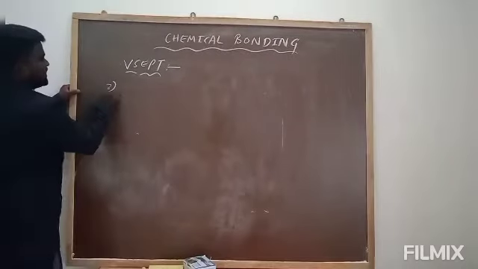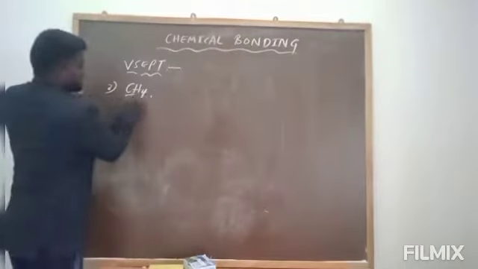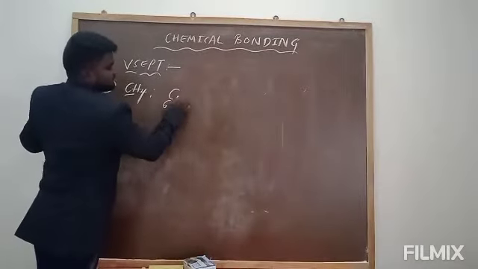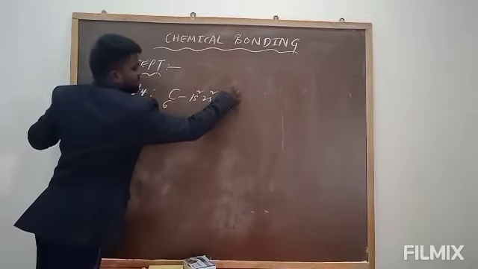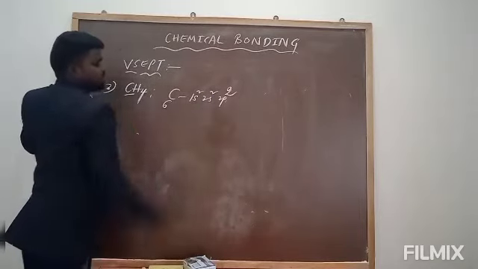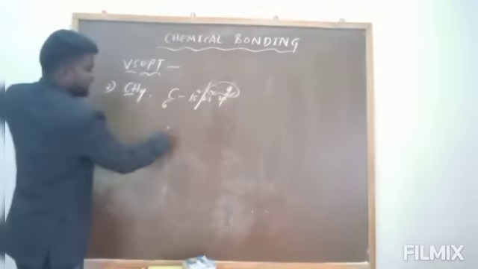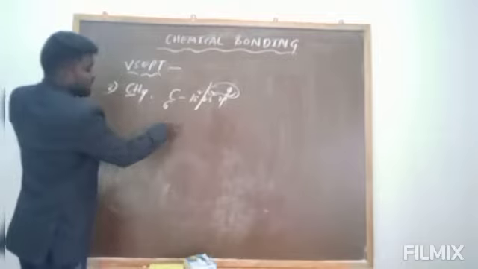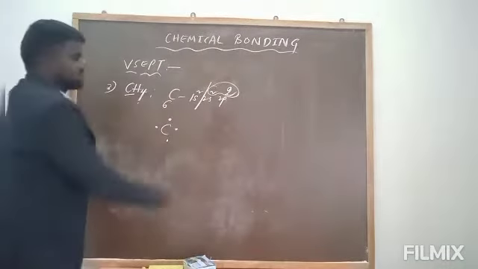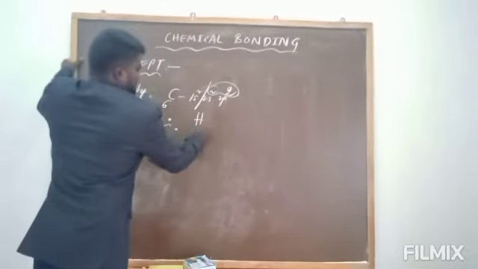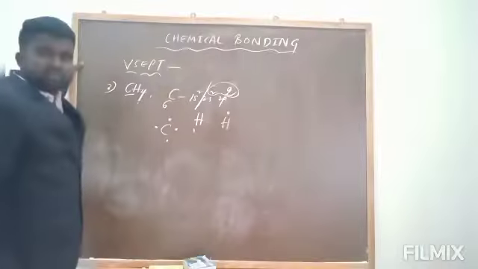Third molecule is methane, CH4. What is the central atom here? Carbon. Atomic number 6. Configuration 1s2, 2s2, 2p2. Then how many valence electrons? 4 valence electrons. Now according to the Lewis dot method, 1, 2, 3, 4, 4 dots will be there. 4 hydrogens. Hydrogen atomic number 1. So hydrogen gets only 1 dot. 4 hydrogens will be there.